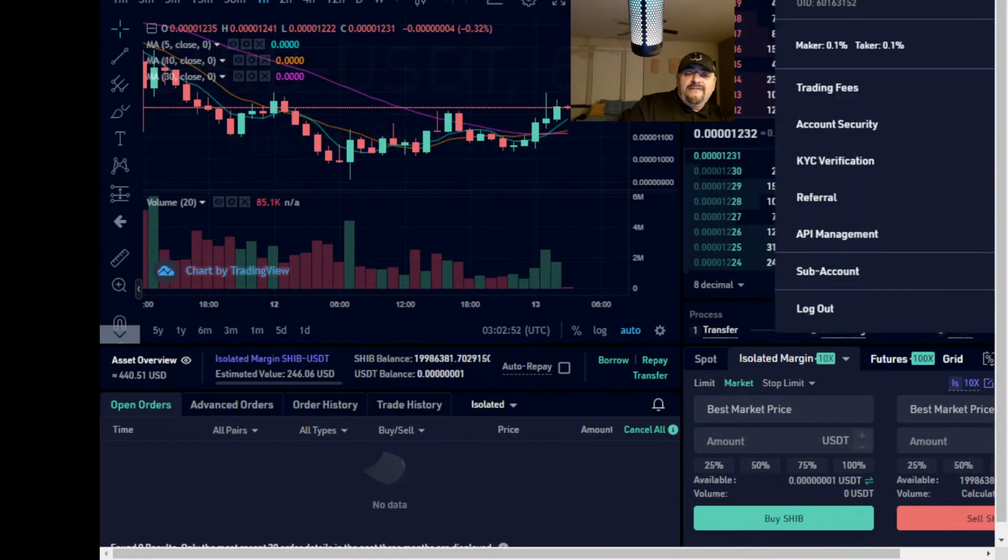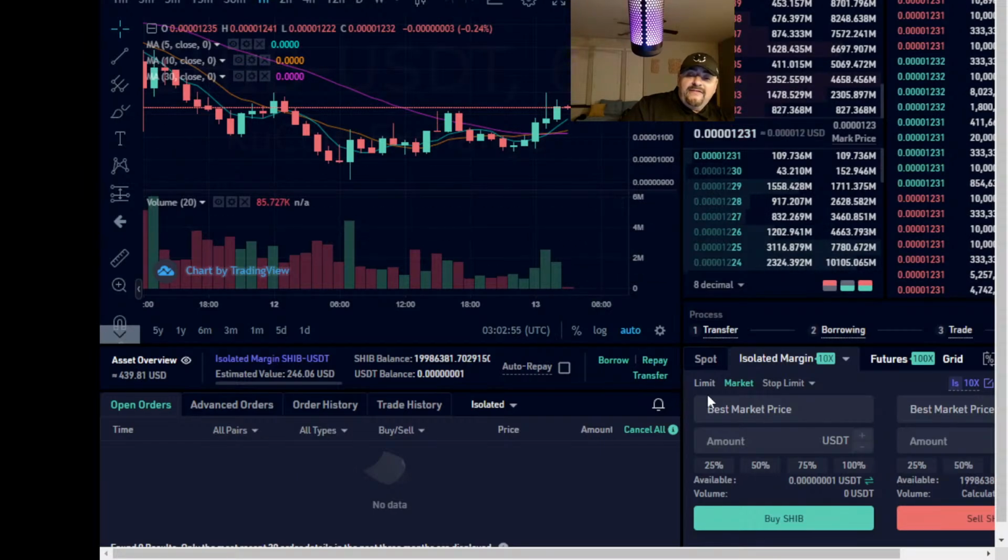But I just wanted to show you how easy it is to double your money. I doubled my money on both those trades in the last 2 hours.